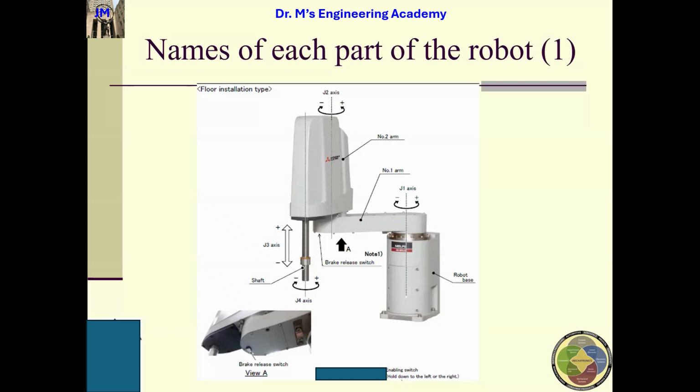So this is also a Mitsubishi robot. You can see we have a brake release switch, and don't do anything with this one. This is the duty of myself and Frank Coffee. It's not your duty. Okay? You don't touch this one. Don't touch this.